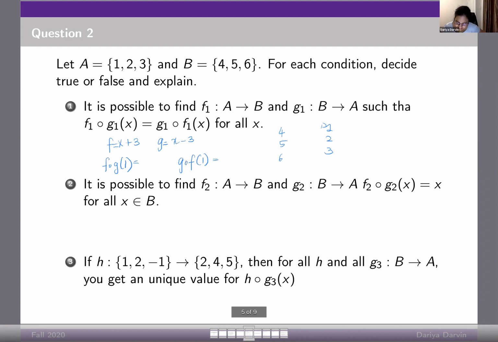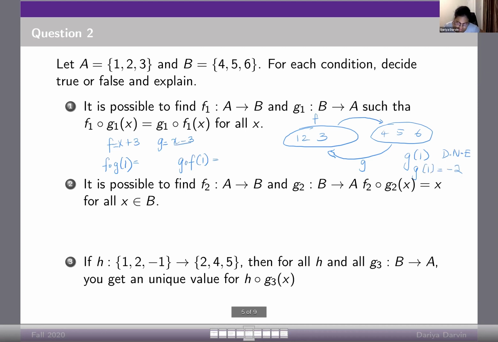The reason is, maybe if I draw a picture here, it will make more sense. So you have the set 1, 2, 3. And you have the set 4, 5, 6. F goes from this to this. G goes from this to this. So there is no such thing as g of 1. g of 1 does not exist. You can't say g of 1 equals negative 2. Because g is x minus 3, so g of 1 equals 1 minus 3, which is negative 2. That does not make sense.